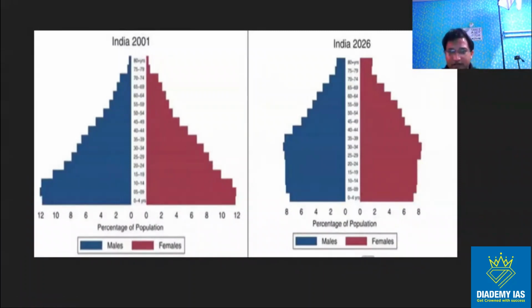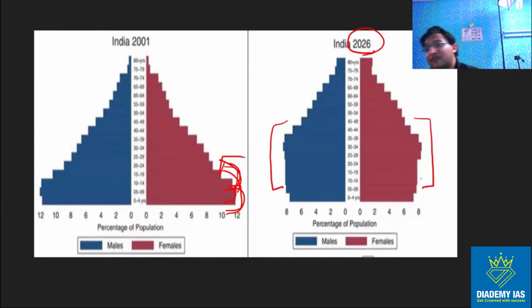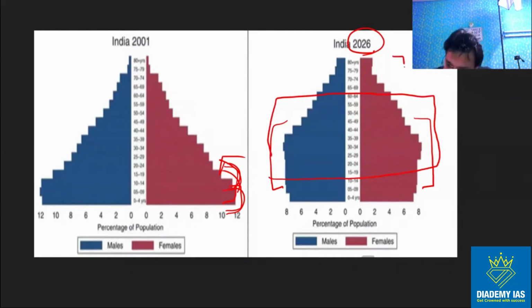In 2001 we can see the people in this age group, the birth rate is still high, and people are moving from this age to this age group. In 2026 we are expecting that most of the people will be in the working age group, right? We can see this is the working age group from 15 onwards till here. More and more people will come in this group. The old age people will be less, and the birth rate will also fall down. You can see the birth rate is decreasing, right?